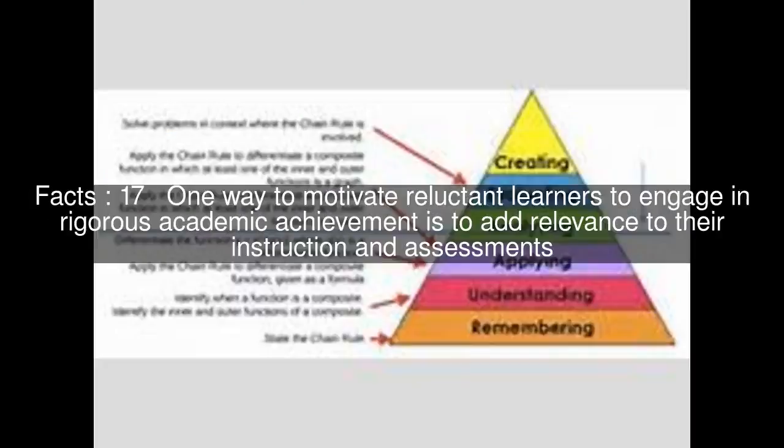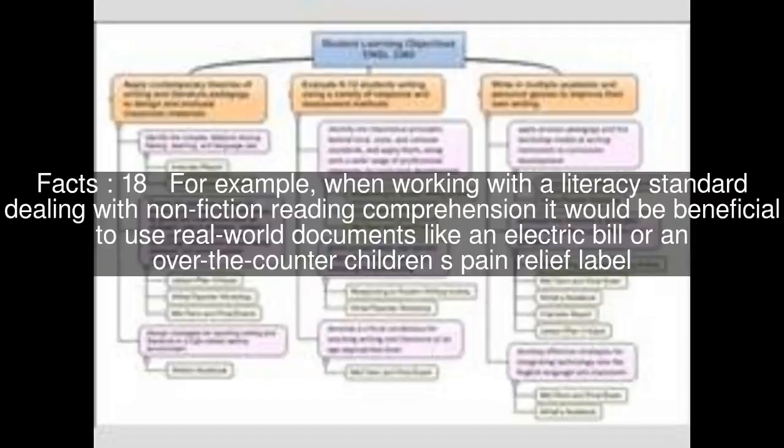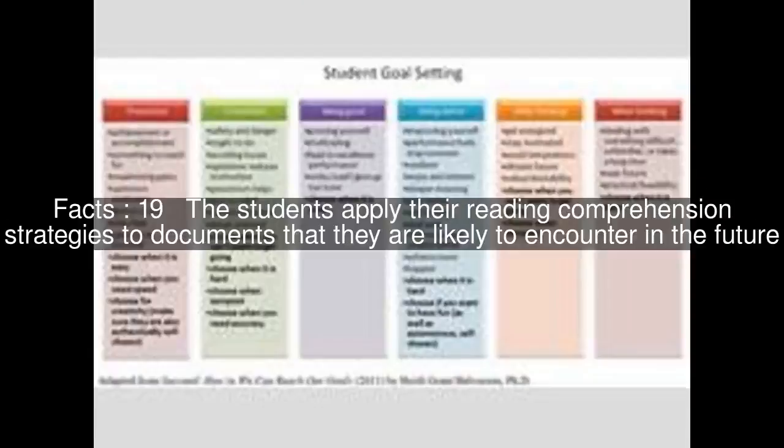One way to motivate reluctant learners to engage in rigorous academic achievement is to add relevance to their instruction and assessments. For example, when working with a literacy standard dealing with nonfiction reading comprehension, it would be beneficial to use real-world documents like an electric bill or an over-the-counter children's pain relief label. The students apply their reading comprehension strategies to documents that they are likely to encounter in the future.